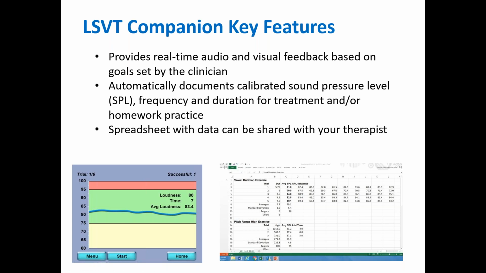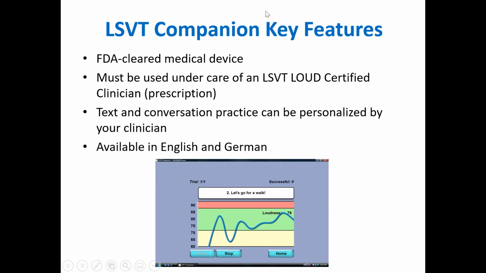It also automatically documents and collects calibrated sound pressure level, or that vocal loudness, frequency, which is either the high or the low value, and then the duration for the AH exercise for treatment and again, for homework practice. And then on the right-hand picture, you'll see a spreadsheet, and this is just a screenshot of an example of the data that auto-populates at the end of a session. That spreadsheet of data can be shared with the therapist so that the therapist can see how the client is doing either with their homework practice or when they're doing sessions at home, and whether those data are comparable to when they're doing the sessions with the clinician.